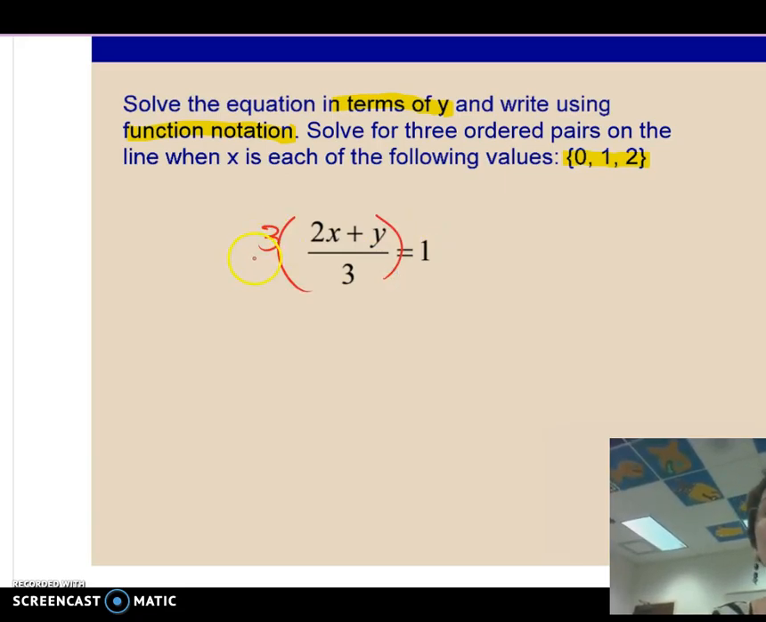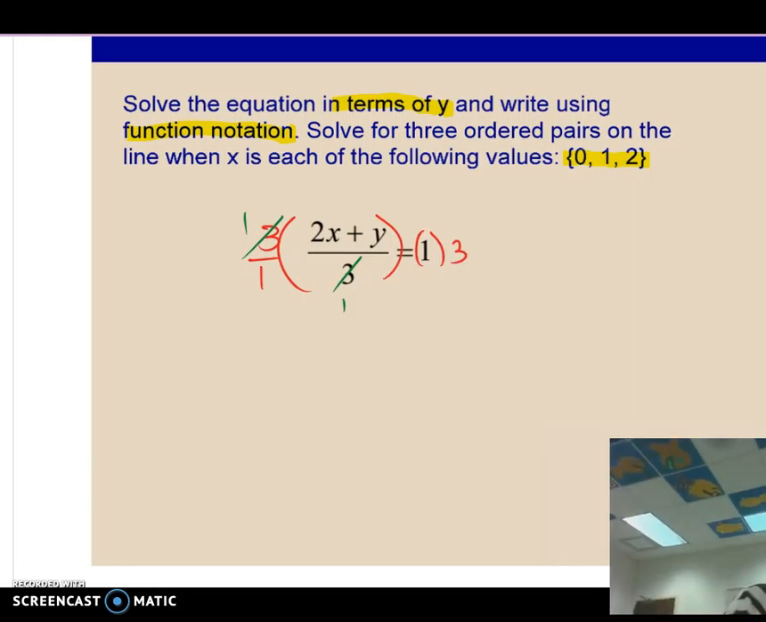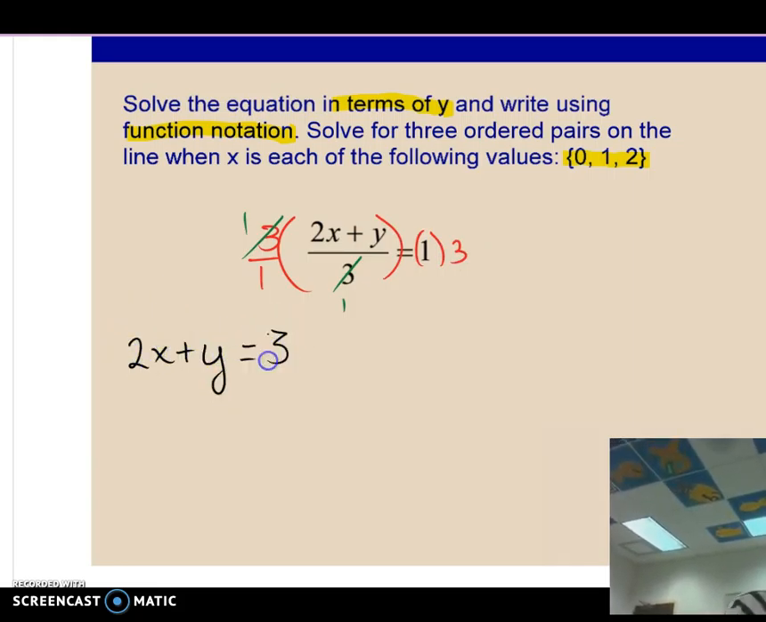And keep in mind that's the same as 3 over 1. So you can see that we can cross cancel these 3's to get 1. And then since we multiplied the left side by 3, we have to do the same on the right side, multiply that by 3 as well. So we end up with 2x plus y equals 3.